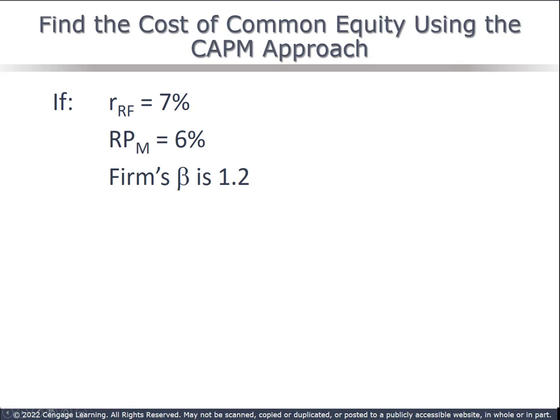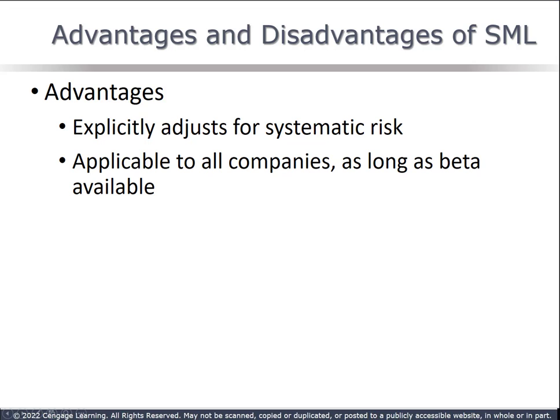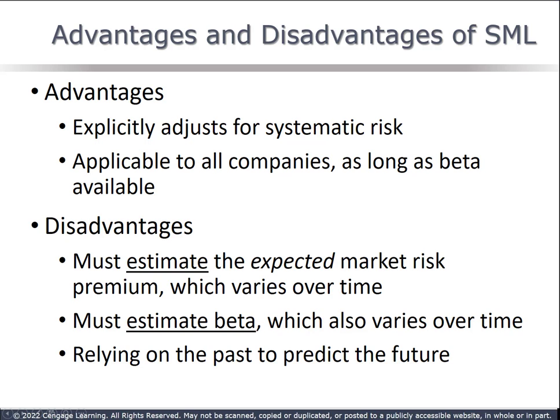For Coleman, the data was given. 7% risk-free rate, 6% market risk premium, 1.2 beta. Substituted in, our cost of equity, 14.2%. The CAPM approach does have advantages. It explicitly adjusts for risk. It can be used for any company that has a beta. However, virtually all the CAPM components are estimates or proxies. We're using historical data to estimate a future cost.